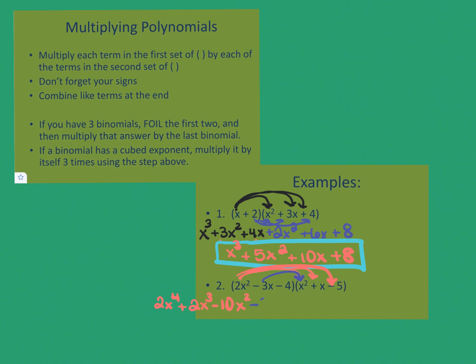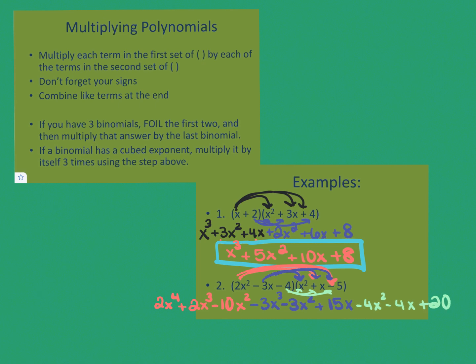Negative 3x times x squared, negative 3x cubed. Negative 3x times x, we're going to have a negative 3x squared. Negative 3x times negative 5, positive 15x. Negative 4 times x squared, negative 4x squared. Negative 4 times x, negative 4x. And negative 4 times 5 turns to positive 20.